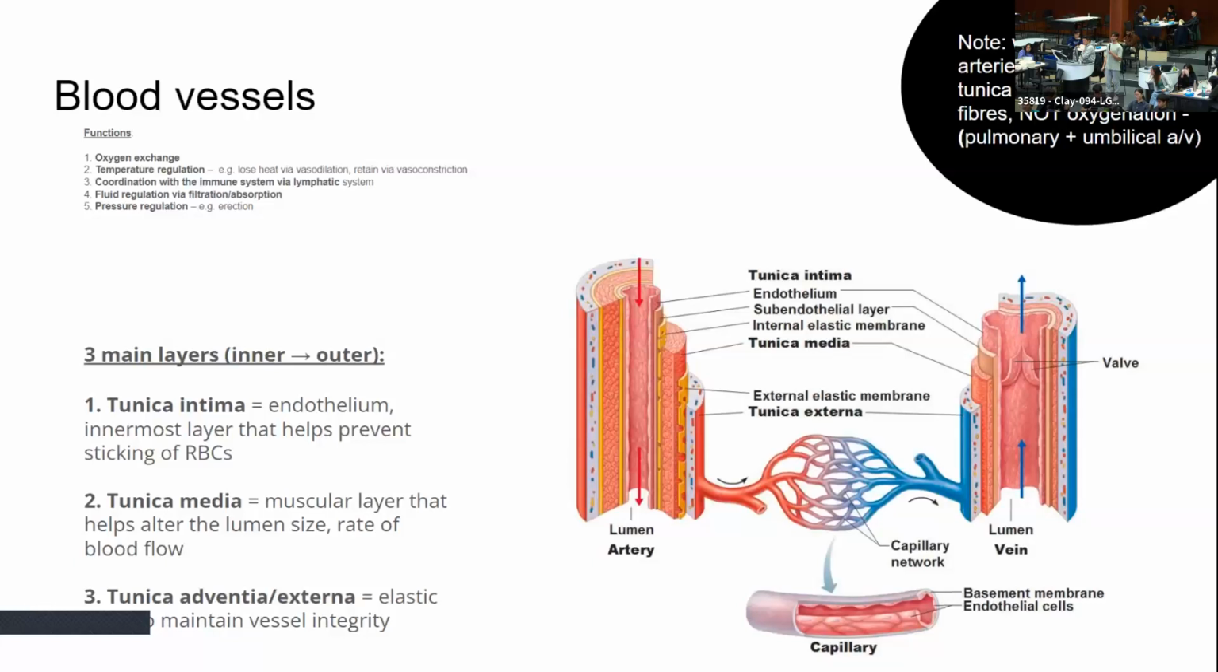You've got your 3 layers from inside to out. You've got your tunica intima. Intima, like you think intimate, close. And this is your endothelium, single-celled squamous epithelium, that prevents sticking of red blood cells and most stuff ideally to the surface of the blood vessel. Now, the tunica media is a muscular layer that helps alter the size of the lumen and the rate of the blood flow. And you've got the tunica adventitia or externa, an elastic layer to help maintain the blood vessel integrity.